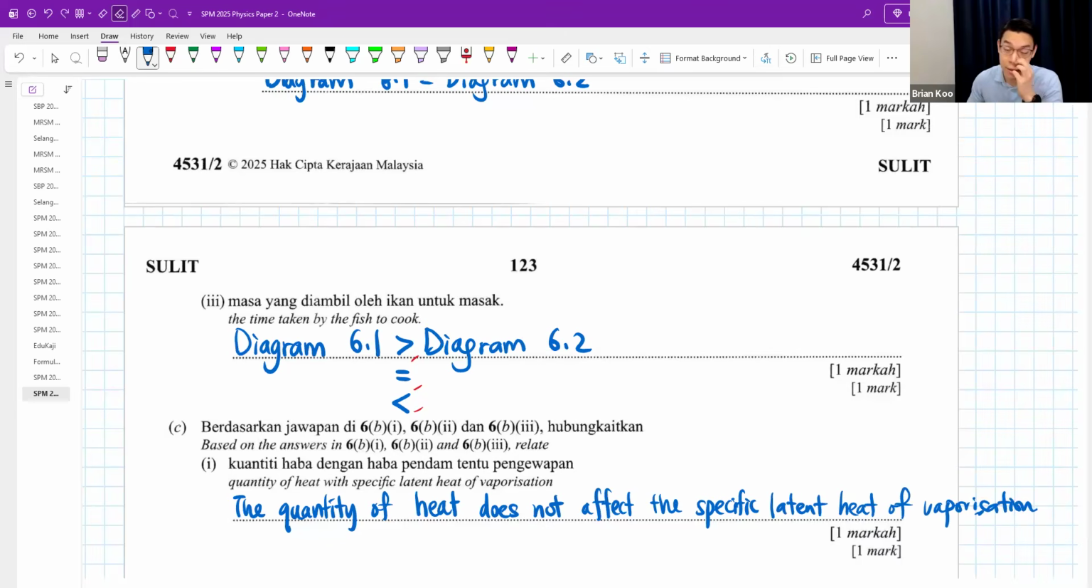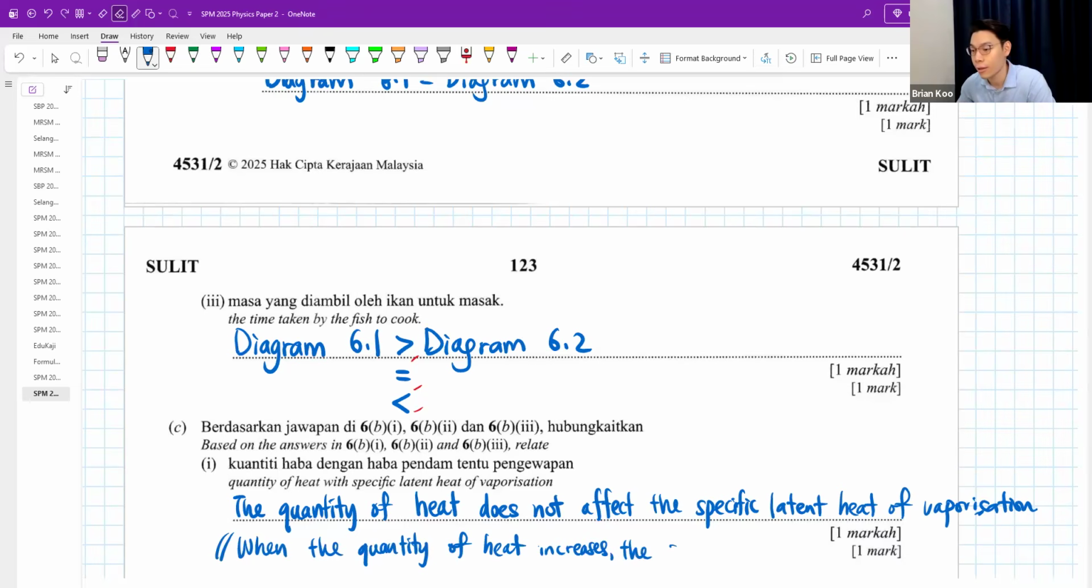Or you can say, when the quantity of heat increases, the specific latent heat of vaporization is unchanged.